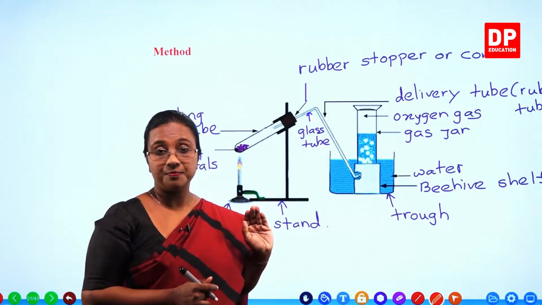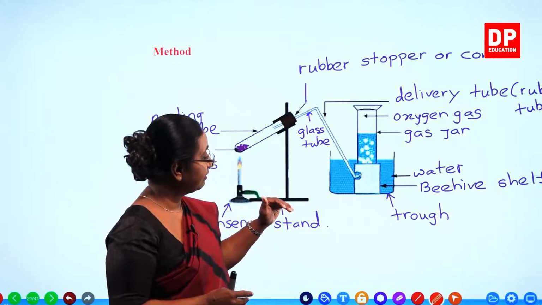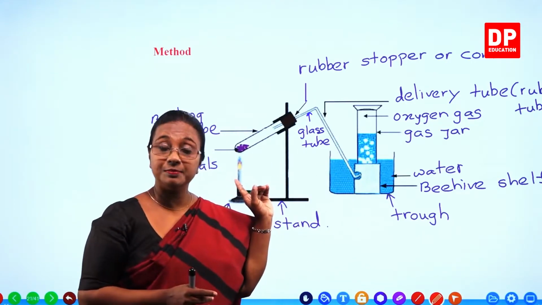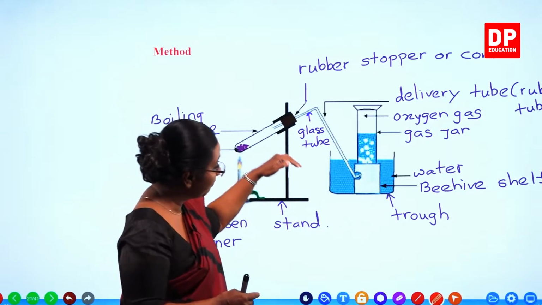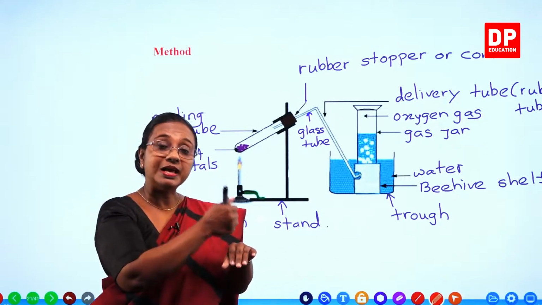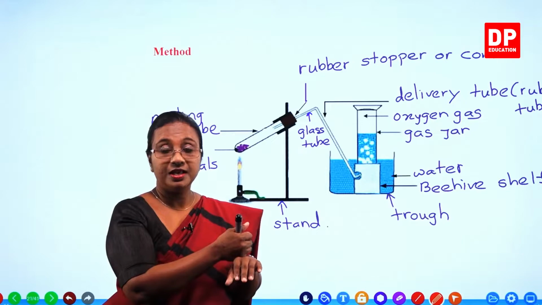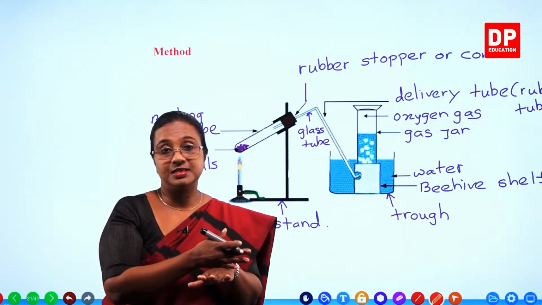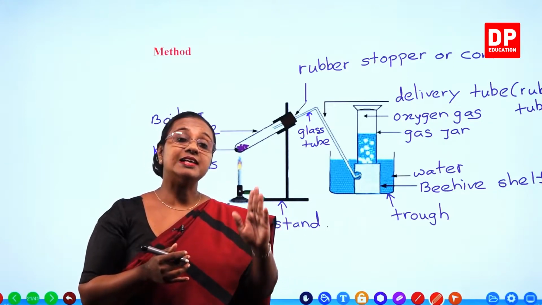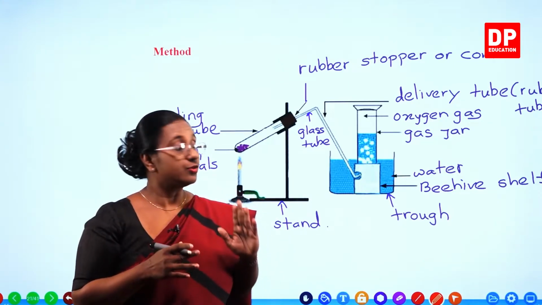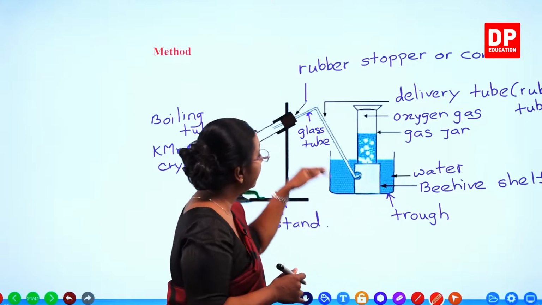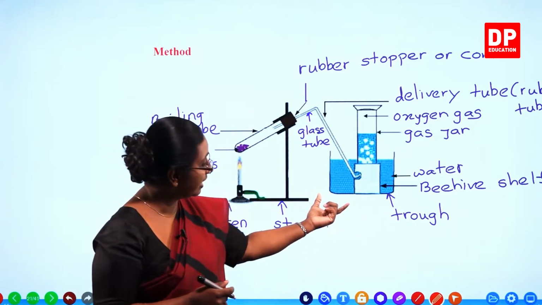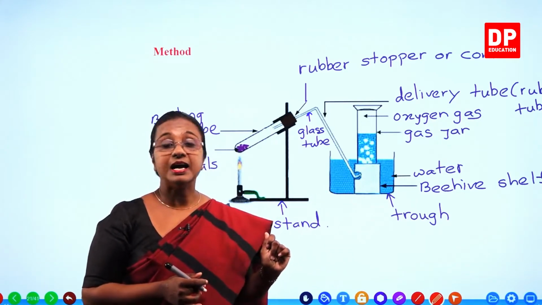so that it is easy for the gas to flow into the gas jar. So when you are doing the activity, if you don't have the beehive shelf, like I told you all in the previous chapter also, if you place the rubber tube and place the gas jar on top of it, there is a chance that the rubber tube can be pressed. Because of that, the gas cannot flow easily. So when you have the beehive shelf, it is easy to direct the gas into the gas jar. So that is the function of a beehive shelf.